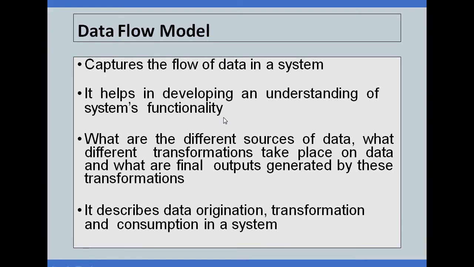Data flow model, or you can say data flow diagram, captures the flow of data in a system. It also helps in developing an understanding of system functionality. What are the different sources of data, what different transformations take place on data, and what are the final outputs generated by these transformations. So it describes data originations, transformations, and consumptions in a system.